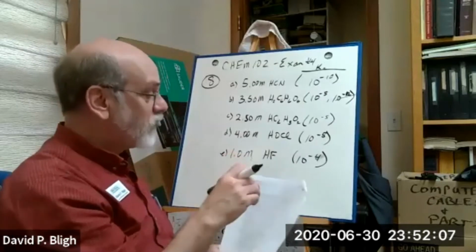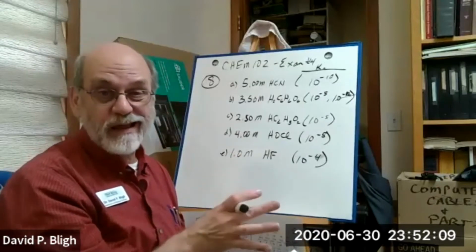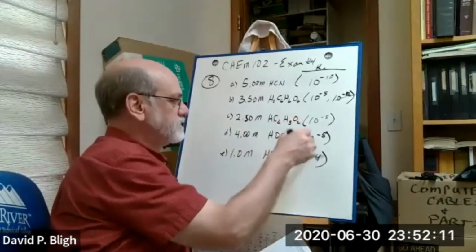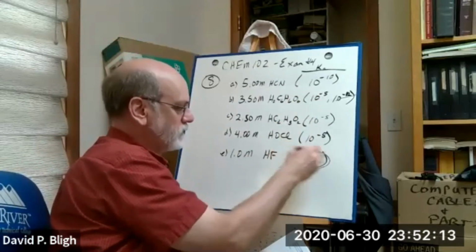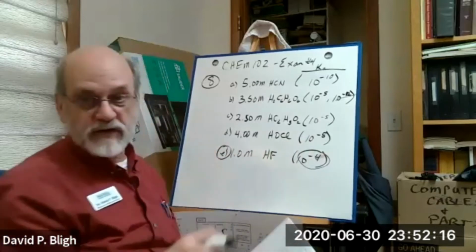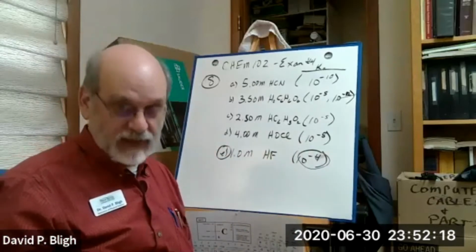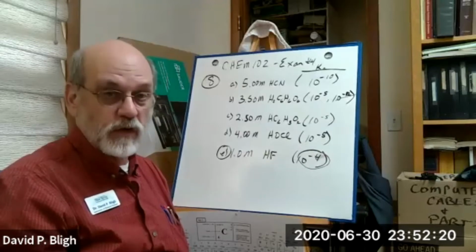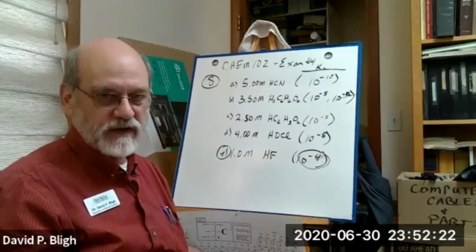All right, so now what we have to do is look at who's got the biggest Ka, right? And -4, it looks like. So E is the strongest acid. By definition, it dissociates to the greatest extent in aqueous solution.